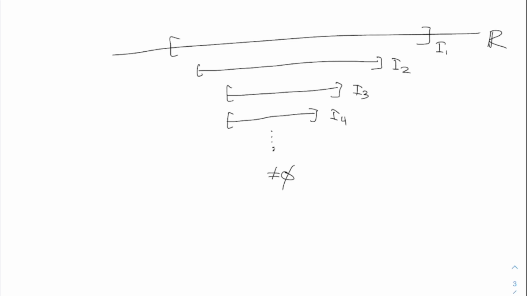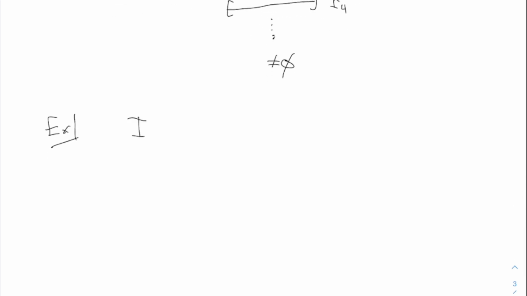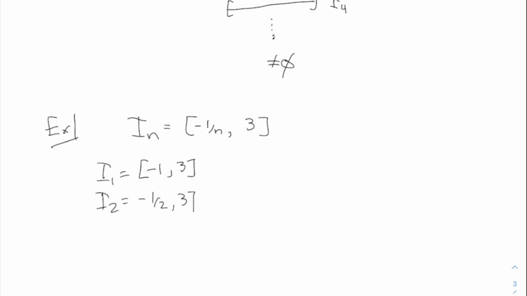And the way you prove this is using the completeness axiom, although I don't want to do the proof just yet. Let's just look at a bunch of examples. So here is a standard example. What if In is the interval minus 1 over n to 3? So this is an example in which all these intervals have the same endpoint on the right, which is 3, but the endpoint on the left is moving from one to the next. So you could say, I1 is negative 1 to 3, right? I2 is negative a half to 3, etc. Negative a third to 3, negative a fourth to 3.